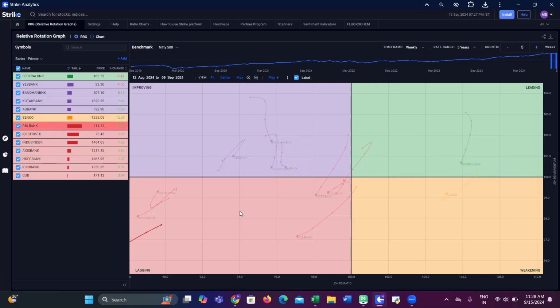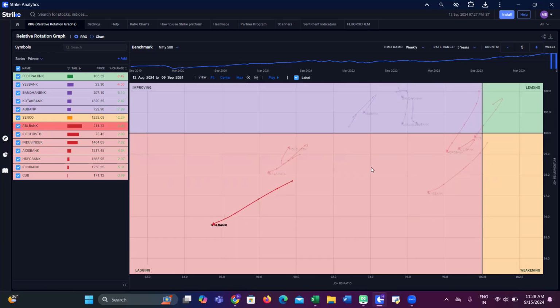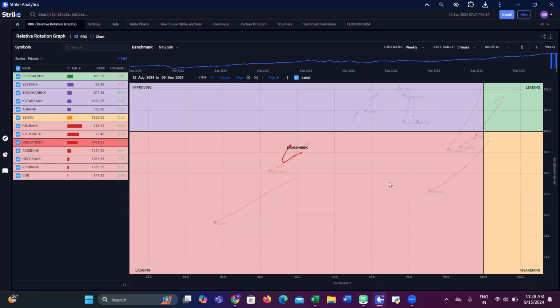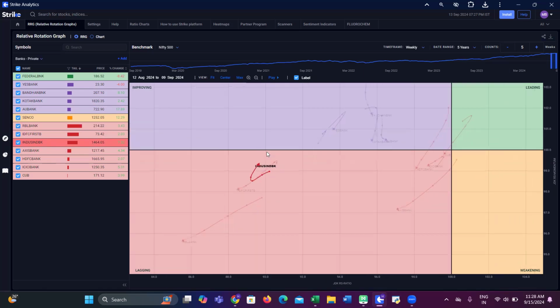RBL Bank is in the lagging. Look at this. Significant reduction in the RS momentum and significant reduction in the RS ratio. IDFC First Bank is still in the lagging. IndusInd Bank is going towards improving, let's say if there is a push in terms of RS momentum. So anything that goes above this line, this is the benchmark, which is 100. If anything goes above this, it is interesting for me.